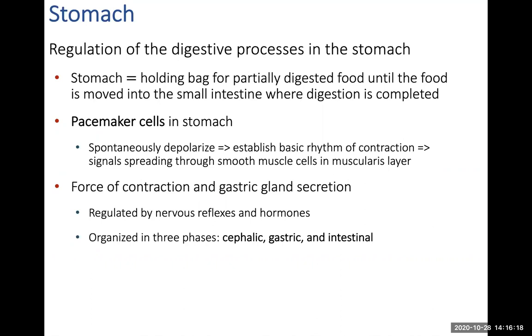As far as the force of contraction, that is mostly controlled by the extrinsic controls, so the parasympathetic and the sympathetic nervous system, in addition to gastric gland secretion. So gastric gland secretion is mostly controlled by parasympathetic and sympathetic innervation. And when we talk about the phases of contraction and what occurs in the stomach, and between the stomach and the small intestine, we organize those into 3 phases: the cephalic, the gastric, and the intestinal.